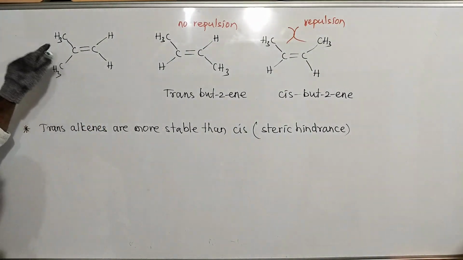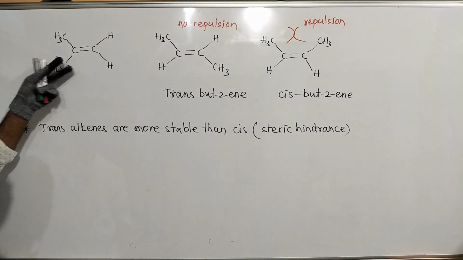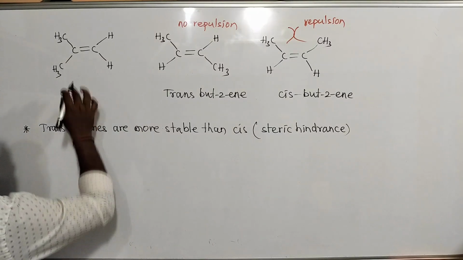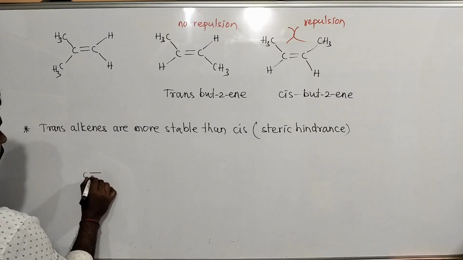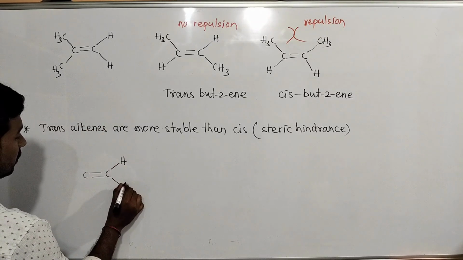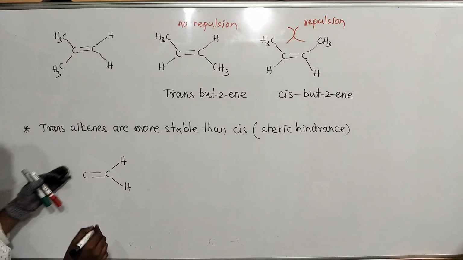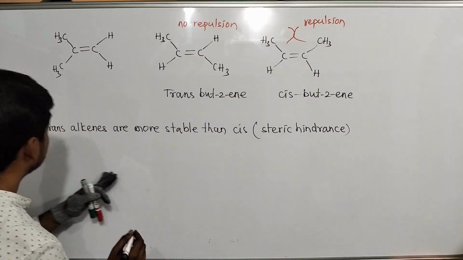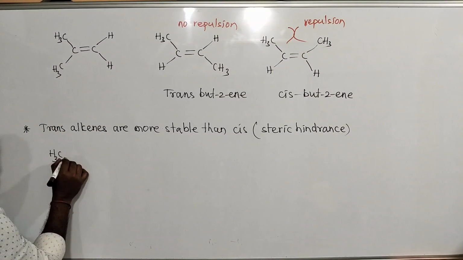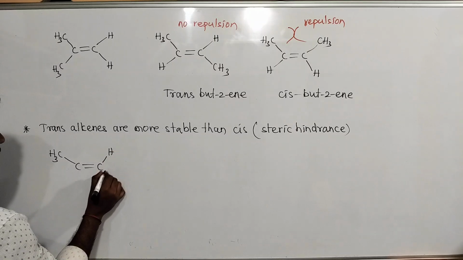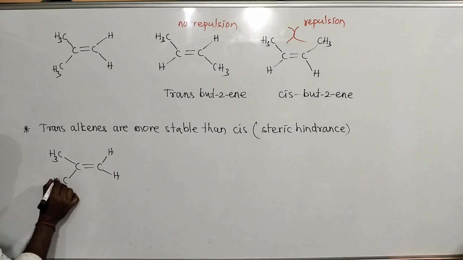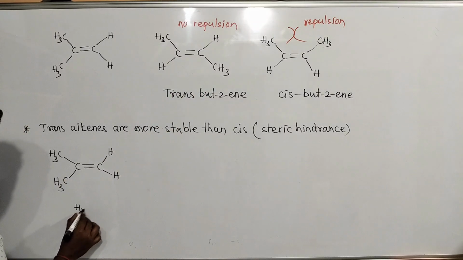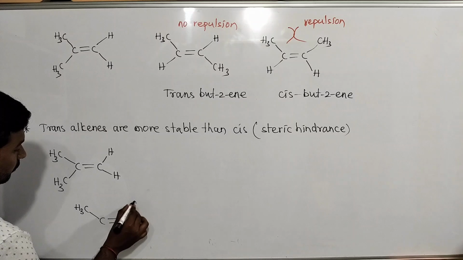Why is 2-methylpropene more stable than trans-butene? Let me write the hyperconjugation in the first one. See here. And I will also write the hyperconjugation in trans-butene.